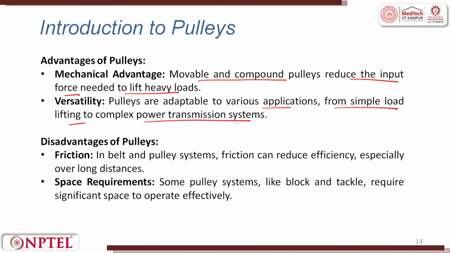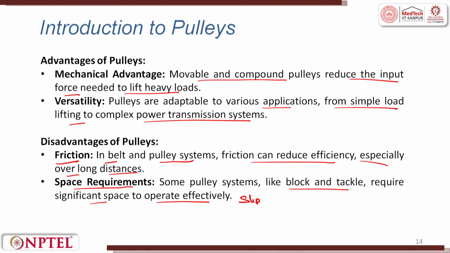There are certain disadvantages because we are talking about pulleys, not chains. Friction is there. In a belt and pulley system, friction can reduce efficiency, especially over long distances. Then space requirements are there. Some pulley systems like block and tackle require significant space to operate efficiently, and there could also be slip when pulley systems are used and sprockets and chains are not there. In some of the systems, slip could also be there, specifically when we are talking about compound systems.